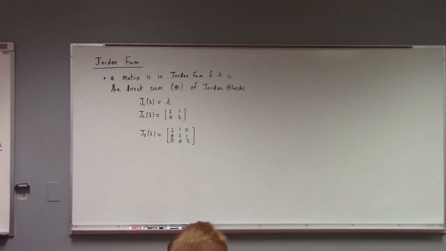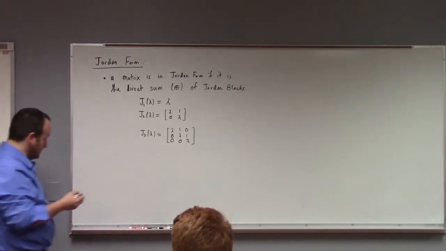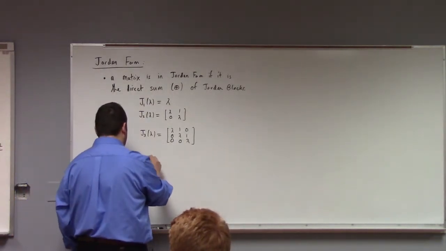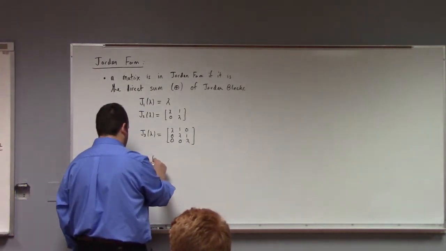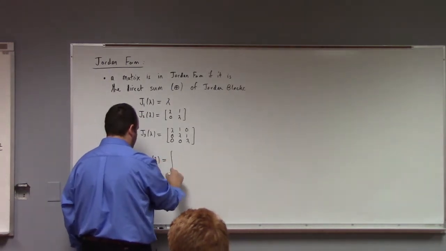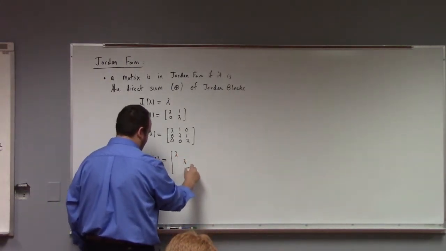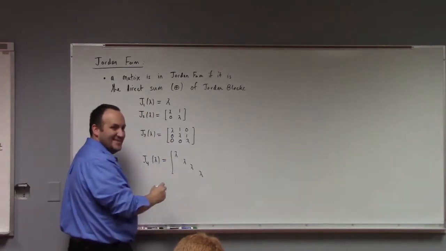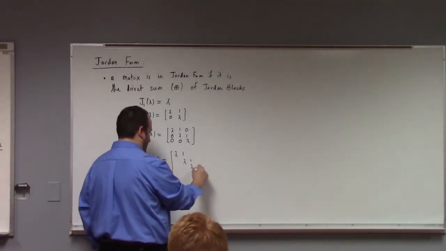Is J1 the scalar lambda or the matrix containing the scalar lambda? Yes. I'm not distinguishing between those ideas. J4: lambda, lambda, lambda, lambda, and 1's on the superdiagonal.